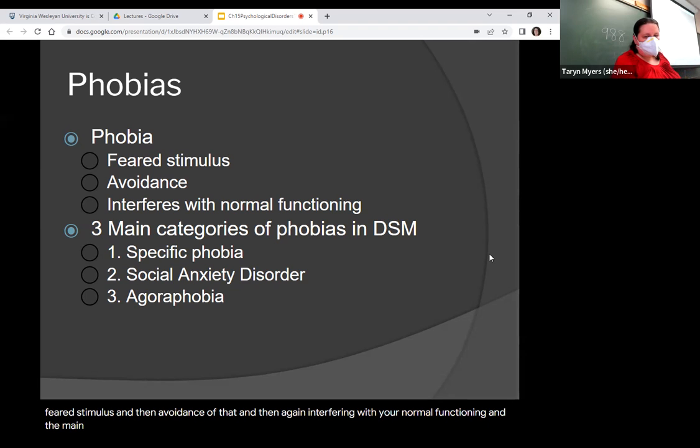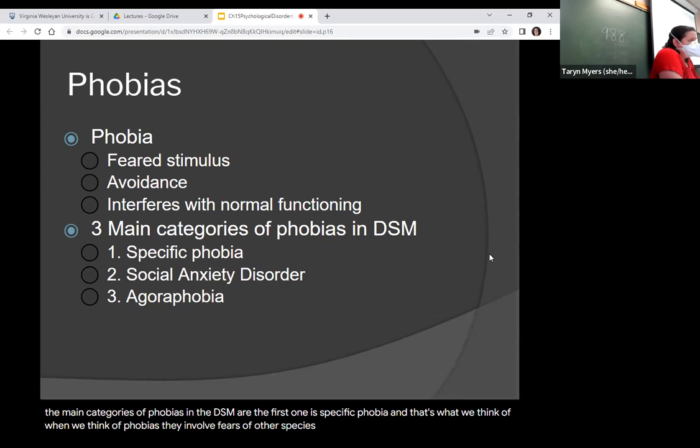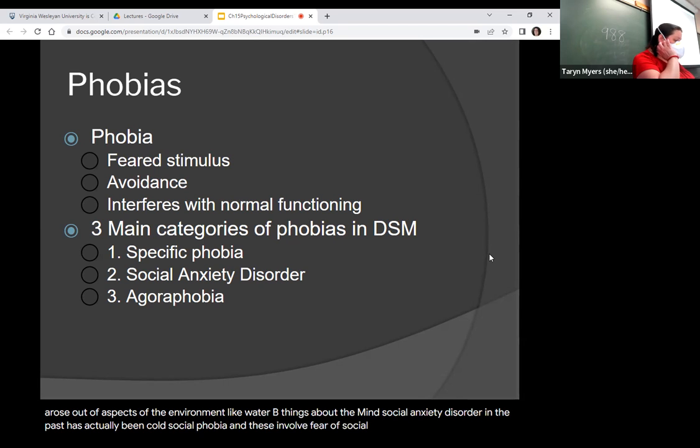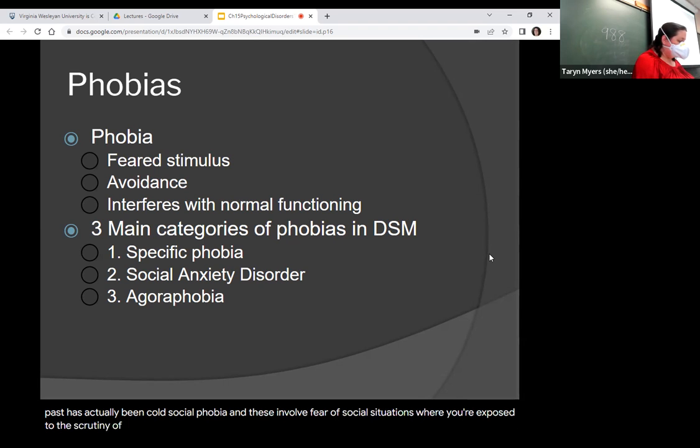And the main categories of phobias in the DSM, the first one is specific phobia. And that's what we think of when we think of phobias. They involve fears of other species like snakes or spiders, or fears that arise out of aspects of the environment like water, heights. Social anxiety disorder in the past has actually been called social phobia. And these involve fear of social situations where you're exposed to the scrutiny of others and you're afraid of humiliating yourself, essentially.